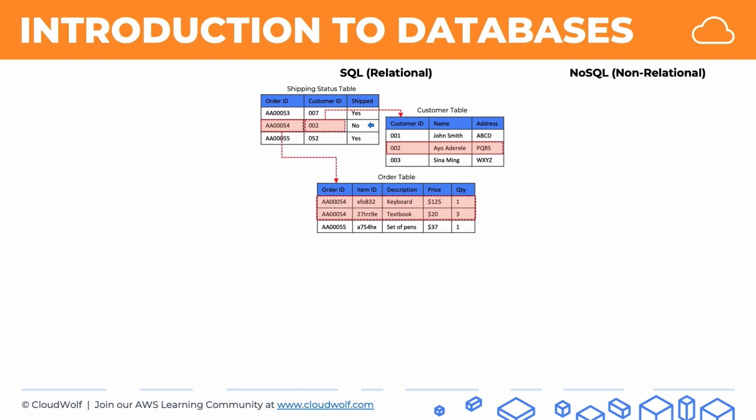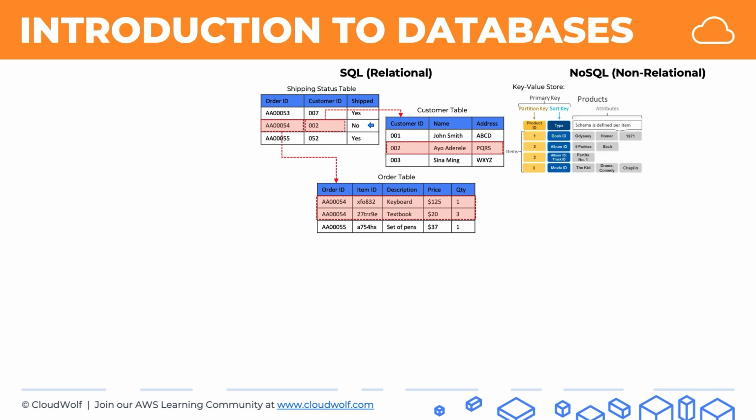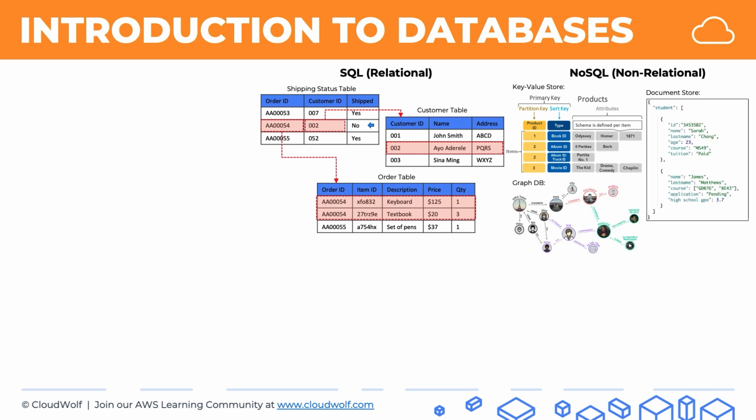Now, on the other hand, we have non-relational databases or NoSQL databases, and they were created much more recently. So relational databases have existed for a very long time, but non-relational databases have been created recently for specific use cases where relational databases are not fast enough anymore because of the volume of data that we have in today's world. So for example, here's a key value store database, here's a graph database, and here's a document store database. And those are just some of the examples of non-relational databases.